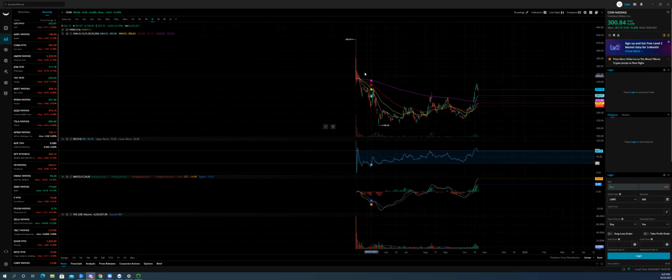It may try to form some kind of cup. That's what I'm looking at right here. Look for this U right here, kind of push up and then sell off and then form a cup to push up towards that $400 area.